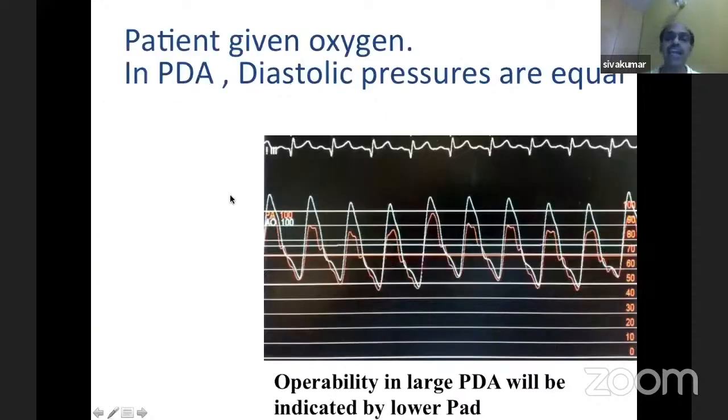Whereas in PDA, as I mentioned last time also, there will always be diastolic equalization in a large PDA. So you will not be able to identify a diastolic separation in a large PDA. How you will assess operability in a large PDA is that both the aortic pressure and PA pressure, the diastolic pressure, will go to very low levels. So you will find that the PA diastolic goes to 30 millimeters of mercury or 25 millimeters of mercury if it is significantly operable.